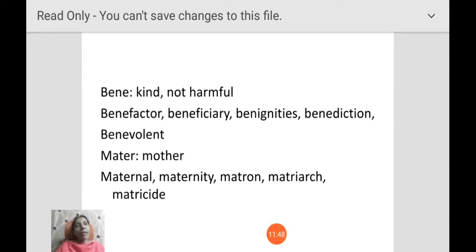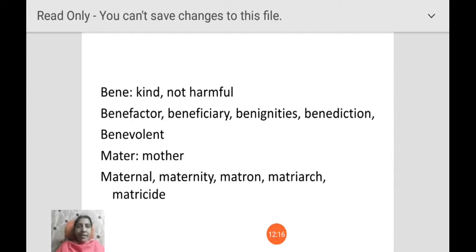Now, ben means kindness, not harmful. So we say benefactor or beneficiary, because kindness, goodness is done to him. That's why he is a beneficiary or benefactor. Benignities and benediction, benevolent. These are some of the words that take the root word ben.